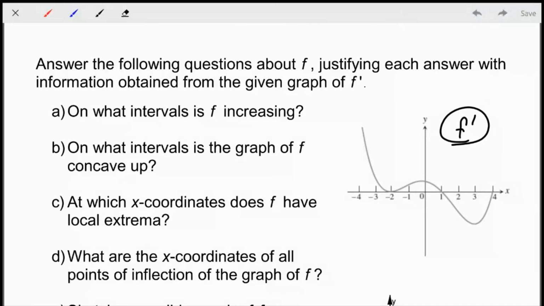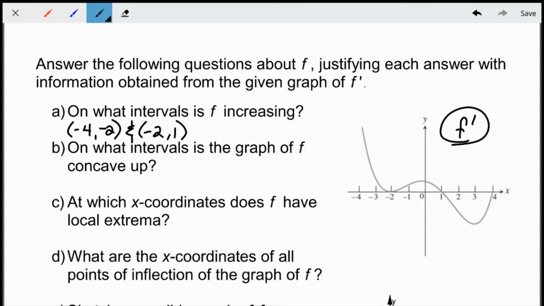On part A, it says, on what intervals is the function increasing? If I'm going to write the intervals where my function is increasing, that means my derivative has to be positive. And there are actually two ways I could write this answer. You can see that the derivative is positive between -4 and -2, and then from -2 to 1, we also have positive values. So I can write it as -4 to -2, and also -2 to 1.